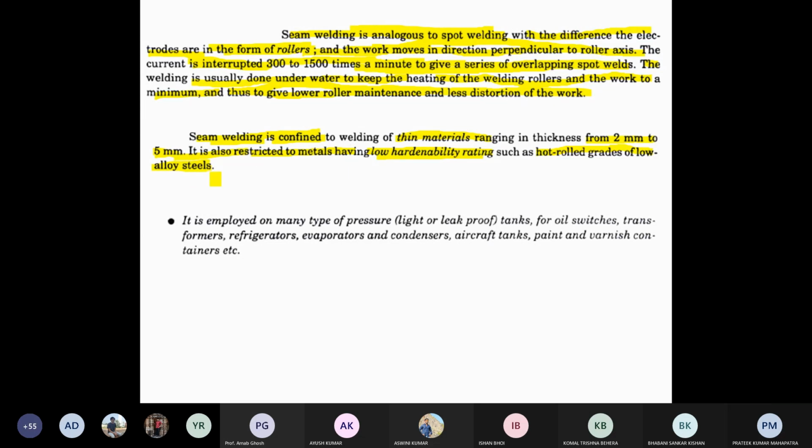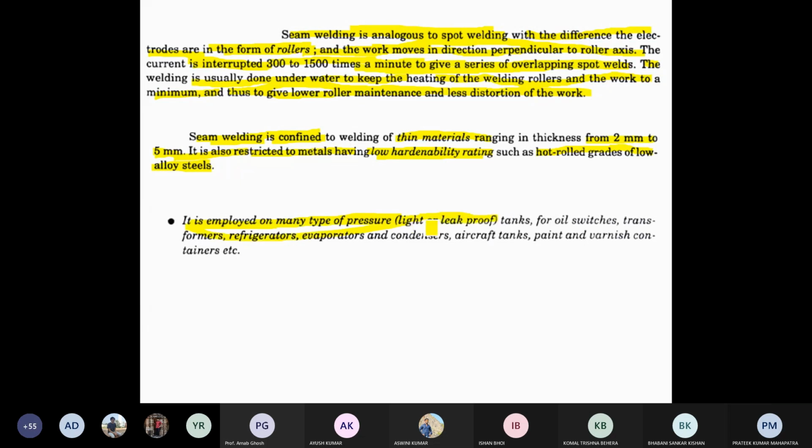Those having low hardenability will break if you weld them, so automatically they will be broken. So in most cases you have to choose a metallic part. Elasticity, a more elastic material is required. It is employed under many types of pressures; you can employ a lot of pressure on it.